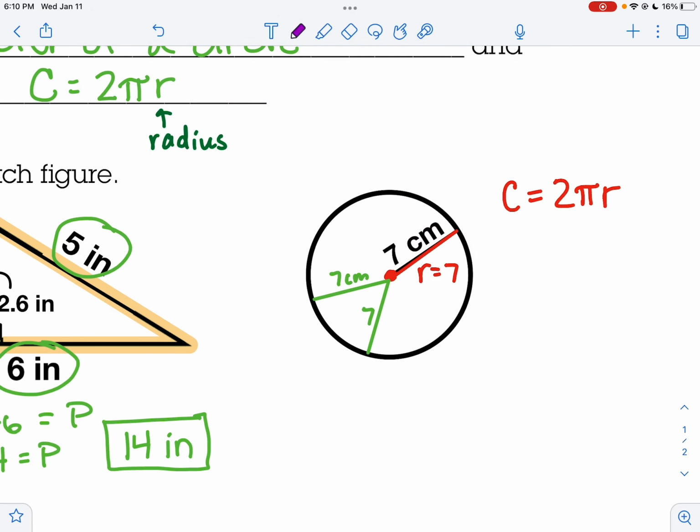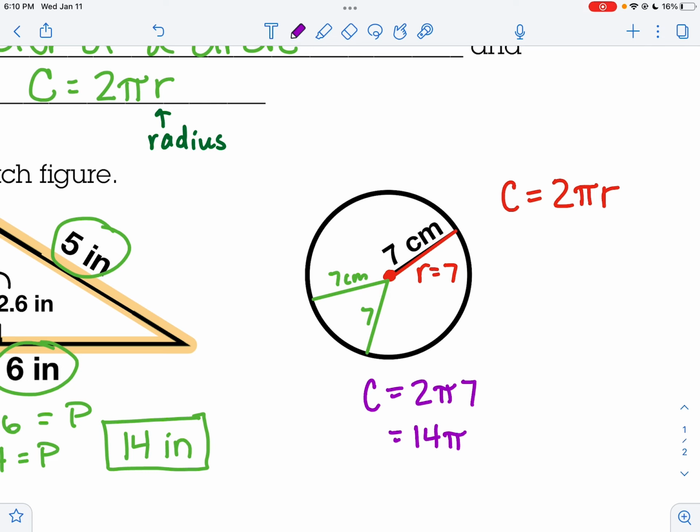But to actually solve this one out, our circumference here equals 2 times pi times r, which is 7. So if you just like to type in the least amount possible, 14 times pi, because 7 times 2 is 14. When you get to actual geometry class next year, they may ask you to leave your answer in exact terms.